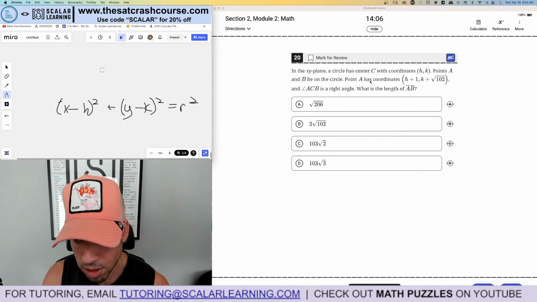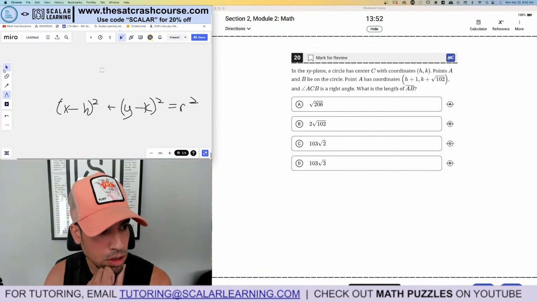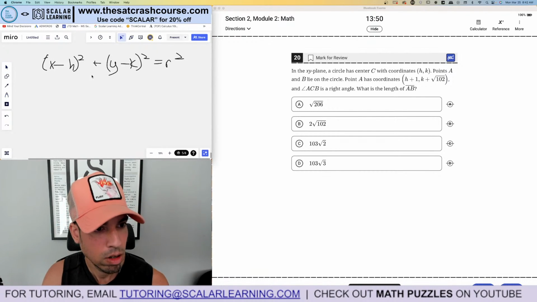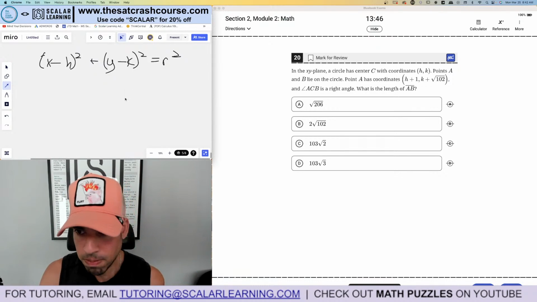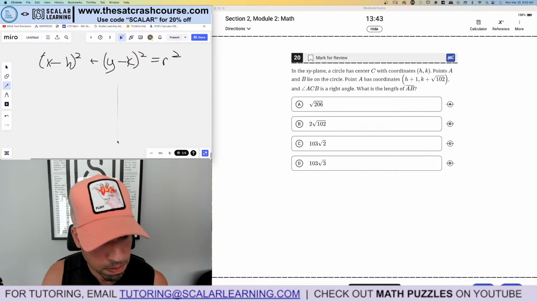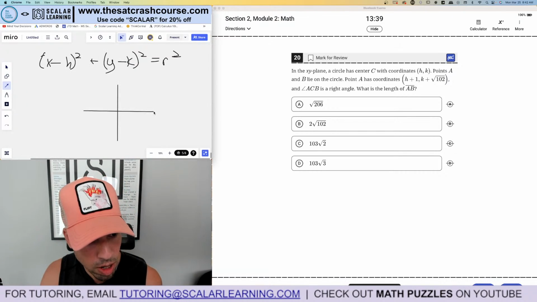Points A and B lie on the circle. A has these coordinates. Oh boy. This is interesting. Point A has that coordinate. What in the heck? Okay, this is really, really crazy. Let's see if I can get some idea here. We're going to draw an approximate graph.